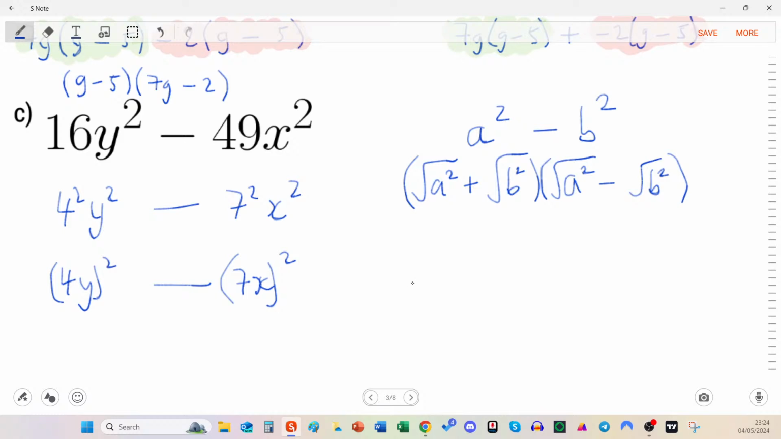But let's do it with our numbers. So we've got two brackets and we're going to square root the 16y squared first. And this has already been done. As we worked our way down here, we know that the square root of 16y squared is 4y. You just have to square root 16, which is 4. Square root y squared is y. And that goes in the first two bits. Then we take the second one and we square root it. We've got 7x. So that goes in the second half. And then one is positive and one is negative.